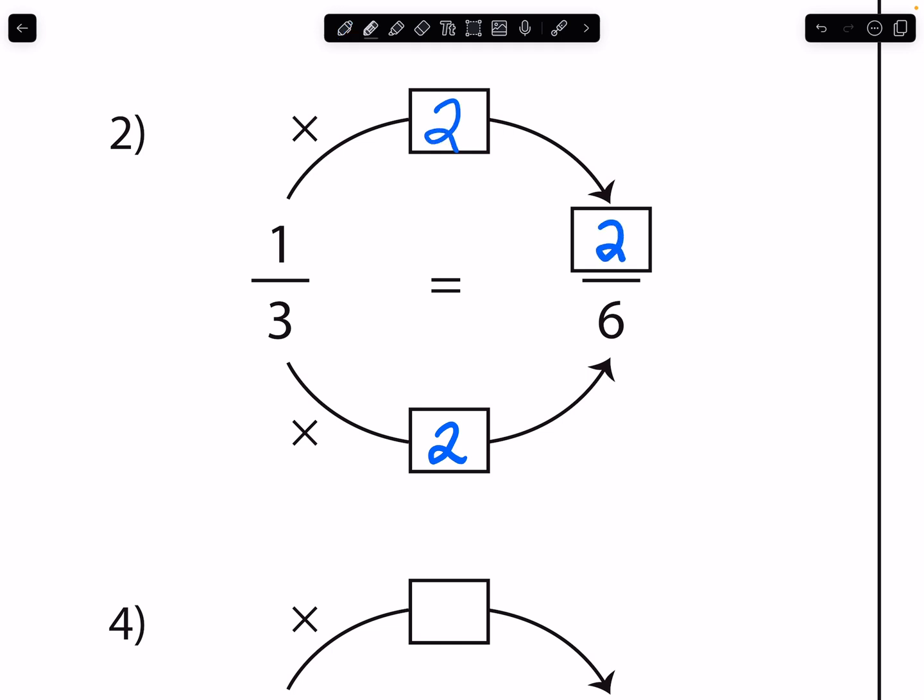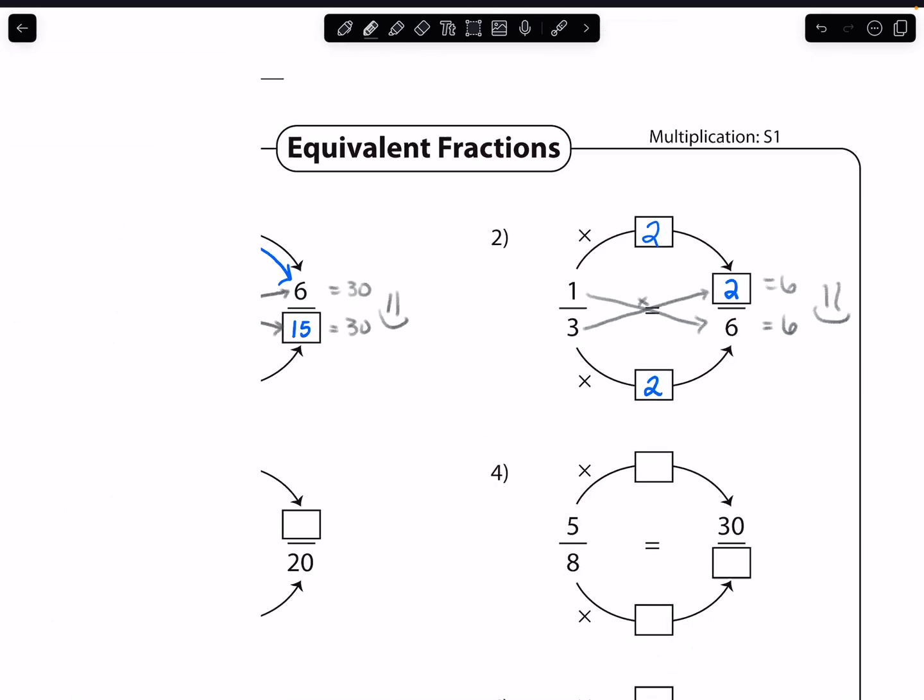We can utilize our cross multiplication to verify that we are correct. 3 times 2 equals 6. Oops, that's not 6. 3 times 2 equals 6. 1 times 6 equals 6. So that's the answer to that. We can make sure that we are correct.